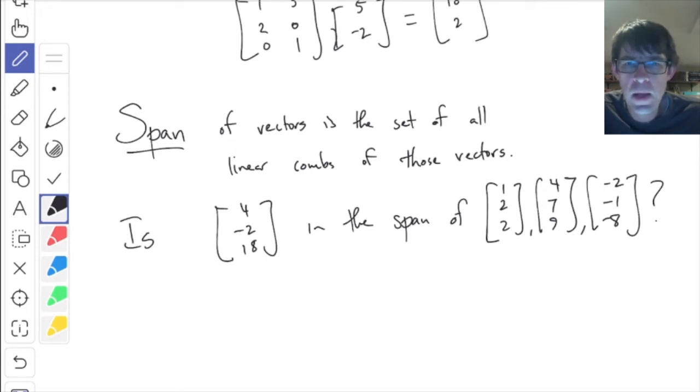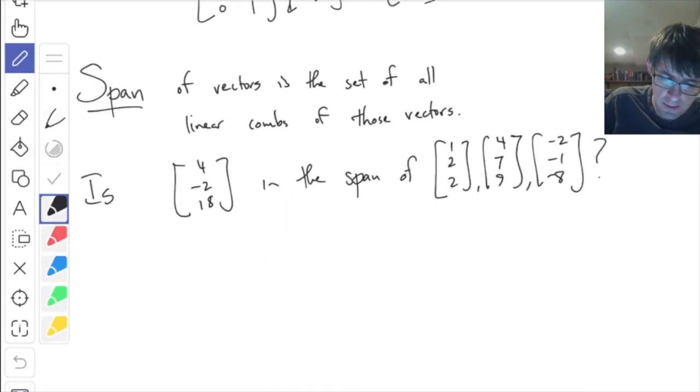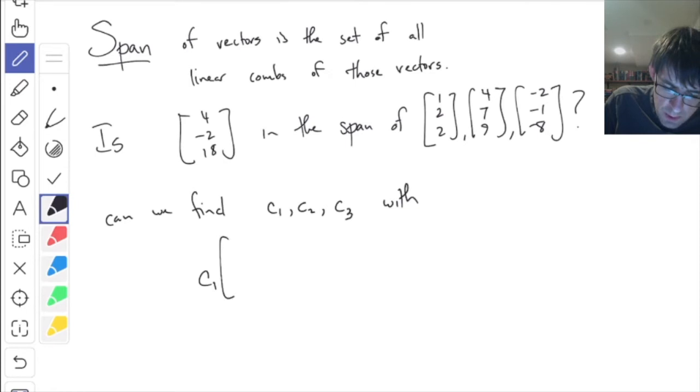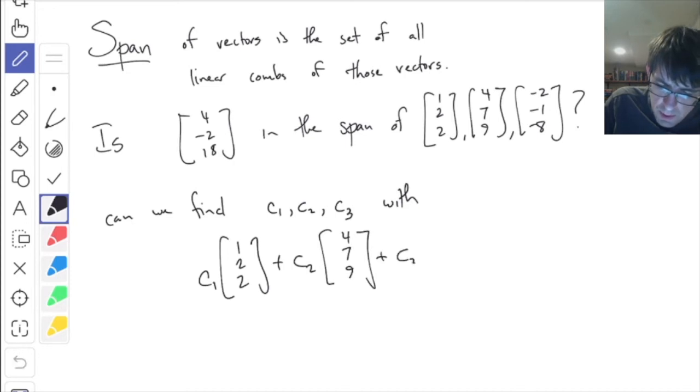All right. I suppose you could try to guess the answer to this, but you don't want to rely on that. How would we set this one up? The question really is, we want to find, can we find constants, I'll call them C1, C2, C3, with something like C1 times the first one, plus C2 times the second one, plus C3 times the third one.